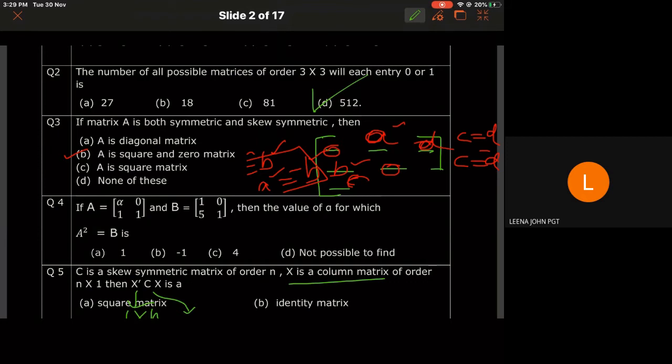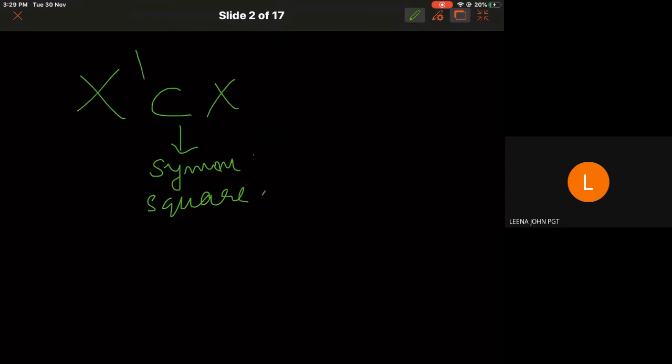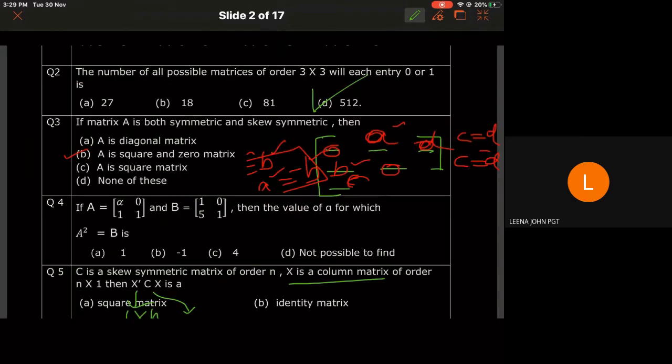So I'm just going to the next board. We have to find out x dash Cx. What was given is C is a symmetric matrix. That means it is a square matrix. C is a square matrix. This x dash is of order 1 by n. You can see X is of order n by 1. It is a column matrix.